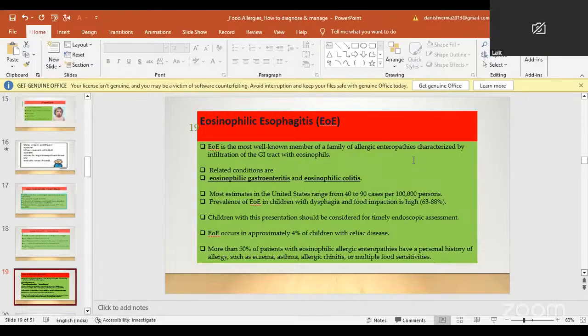Children with EOE can present with dysphagia, and food impaction is very high. So a lot of this pediatric population will come with something stuck in the mouth while eating. It can be bread, mostly dry things, bread, chapati. If they are meat eating, then it can be a steak. EOE occurs in approximately 4% of children with celiac disease, and more than 50% of patients with EOE have a personal history of allergy or eczema or asthma or rhinitis or multiple food sensitivities. So all these allergic conditions go hand in hand. They can have one or the other form overlapping.